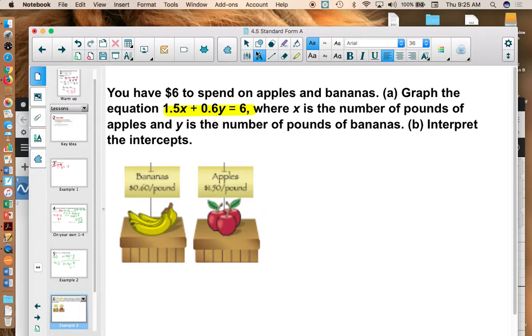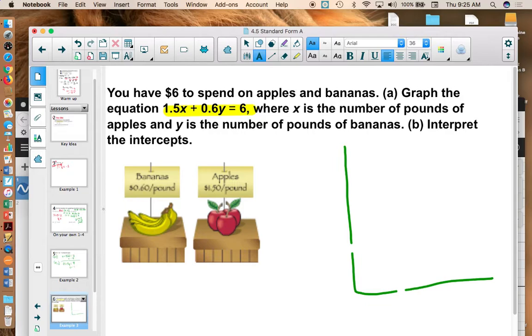You have $6 to spend on apples and bananas. Graph the equation 1.5x plus 6/10 y equals 6, where x is the number of pounds of apples and y is the number of pounds of bananas. Now, when you're graphing, you have to make sure how you set your graph up. It tells me what the y-axis is going to be labeled. What do I need to label that y-axis? This is so I'll be able to interpret it later.